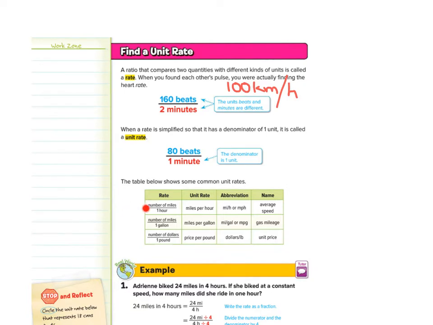When a rate is simplified so that it has a denominator of 1, so a single one, it is called a unit rate. So here we have 160 beats per 2 minutes. If I wanted to turn this into 1, meaning I have to cut it in half, I have to cut the top in half as well. And when I do so, 2 cut in half is 1, and 160 cut in half is 80. So I actually have 80 beats per minute. This would be considered the unit rate because my denominator, my bottom number, is 1. The denominator is 1 unit.